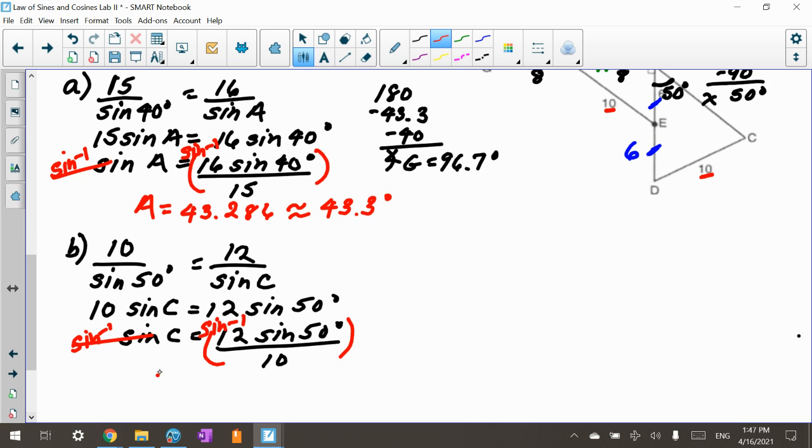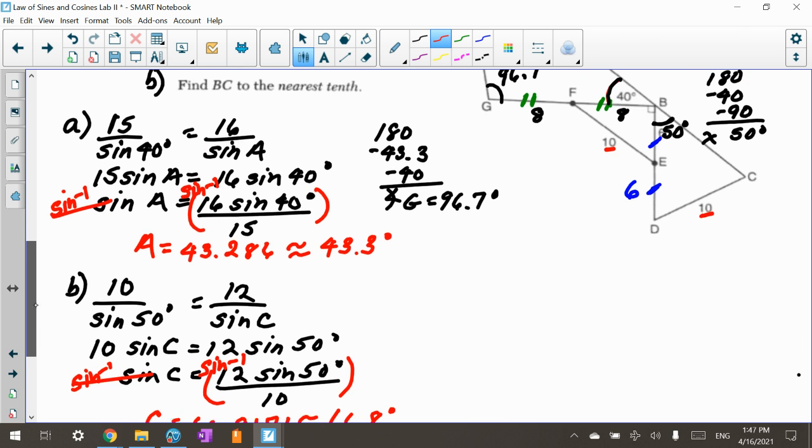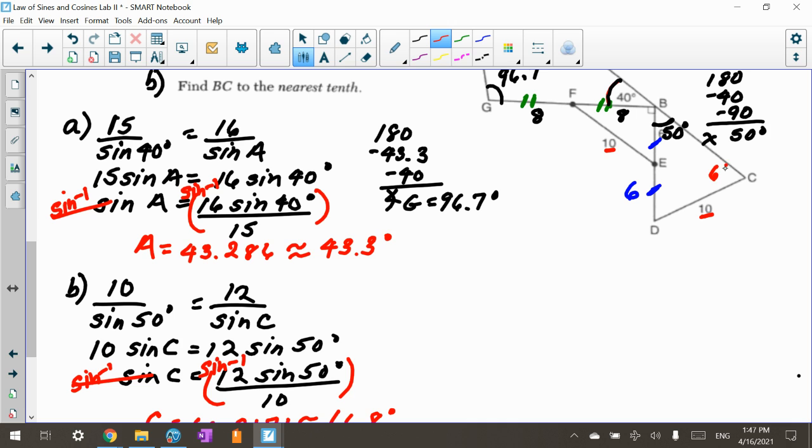When I do that, I get angle C to come out to be 66.8171, which is roughly 66.8 degrees. So I'm very happy because I said nearest tenth. So C here is 66.8 degrees. Now you're like, why did you do that? Because now, look, I have the 50 and the 66.8. I can tell you what angle D is.